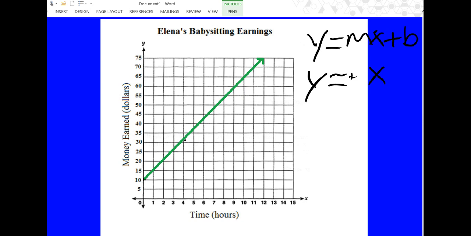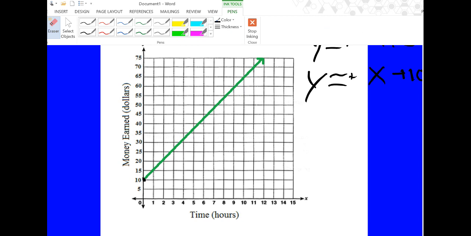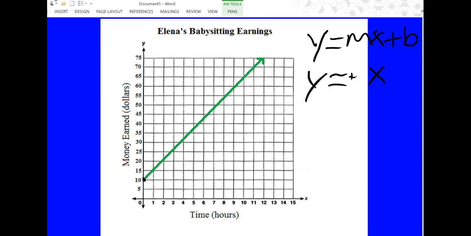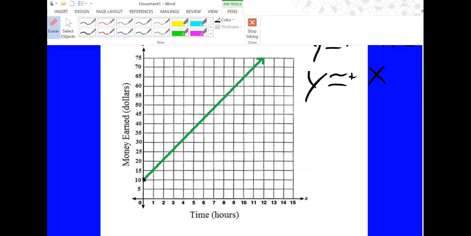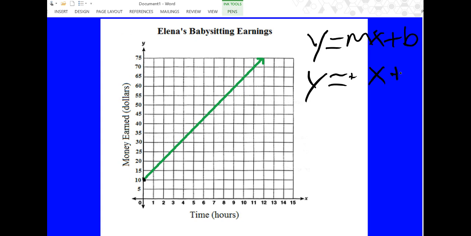Where it's crossing the y-axis. Where is it crossing this line that's going straight up and down here? It's crossing right there, and that's at 10. This point here. We have a point at 10. So we could say, and it's positive, so we would say plus 10. All right, we're going to say plus 10 because that is our y-intercept.